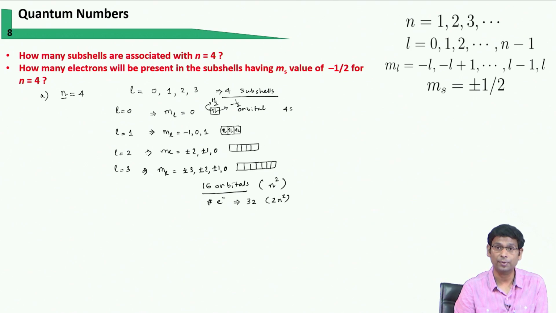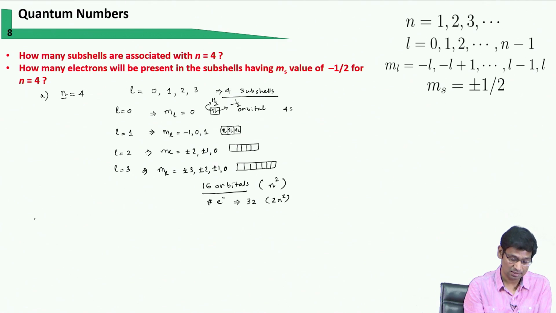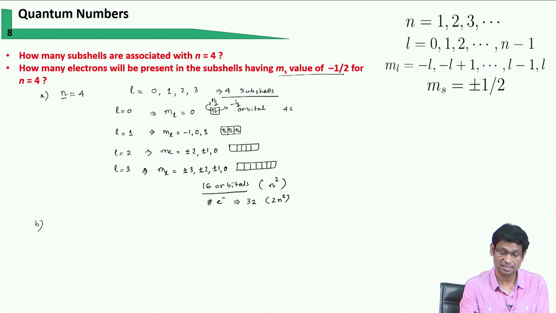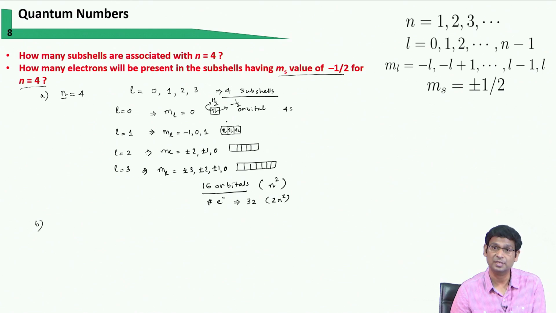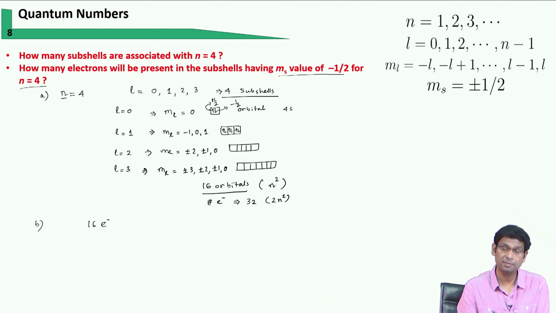Since I have 16 orbitals, I have 16 electrons that can have ms equals plus half, and the remaining 16 electrons will have ms equals minus half. This concerns the second bit of this question, which asks how many electrons in these subshells have an ms value of minus half for n equals 4. For n equals 4, we have 4 subshells, 16 orbitals and 32 electrons. Out of them, 16, exactly half of these electrons, can have ms equals minus half, and the remaining half will have ms equals plus half.